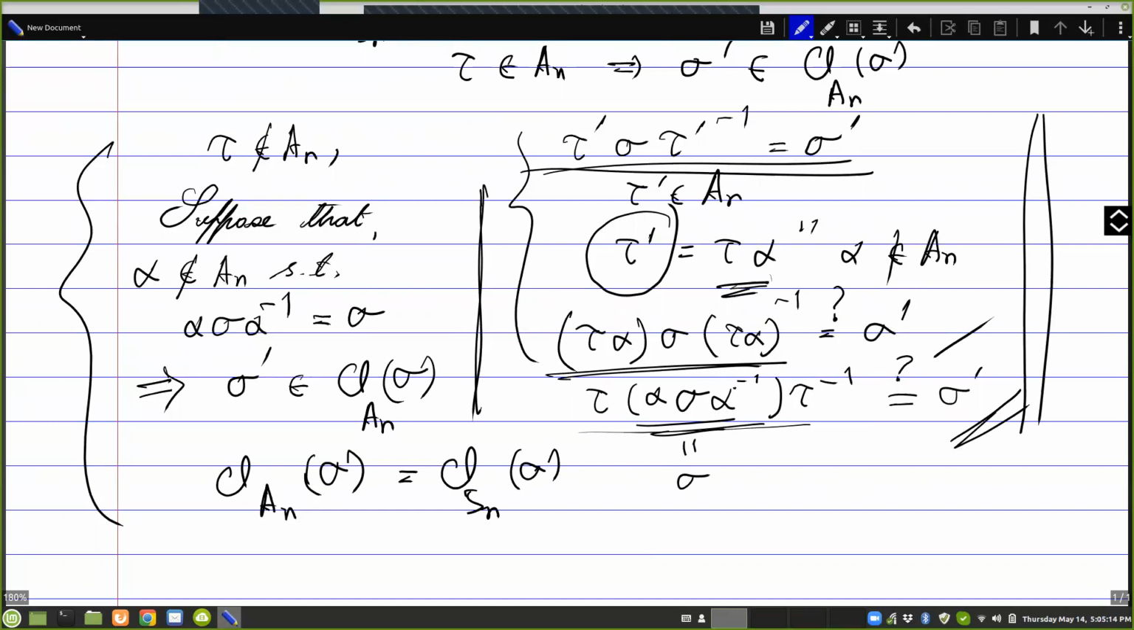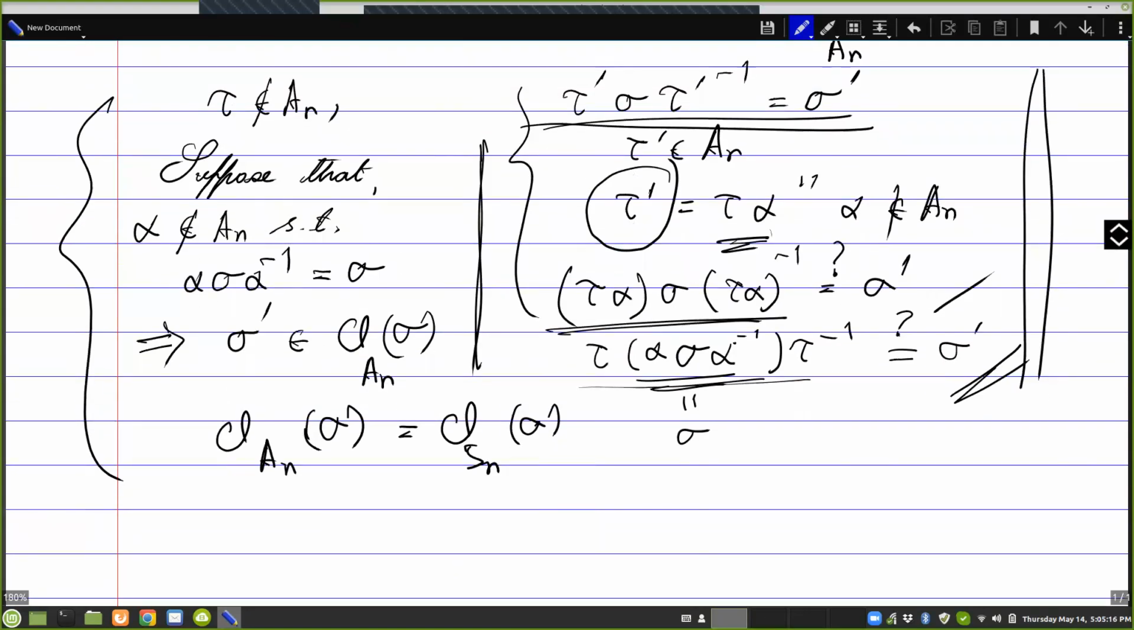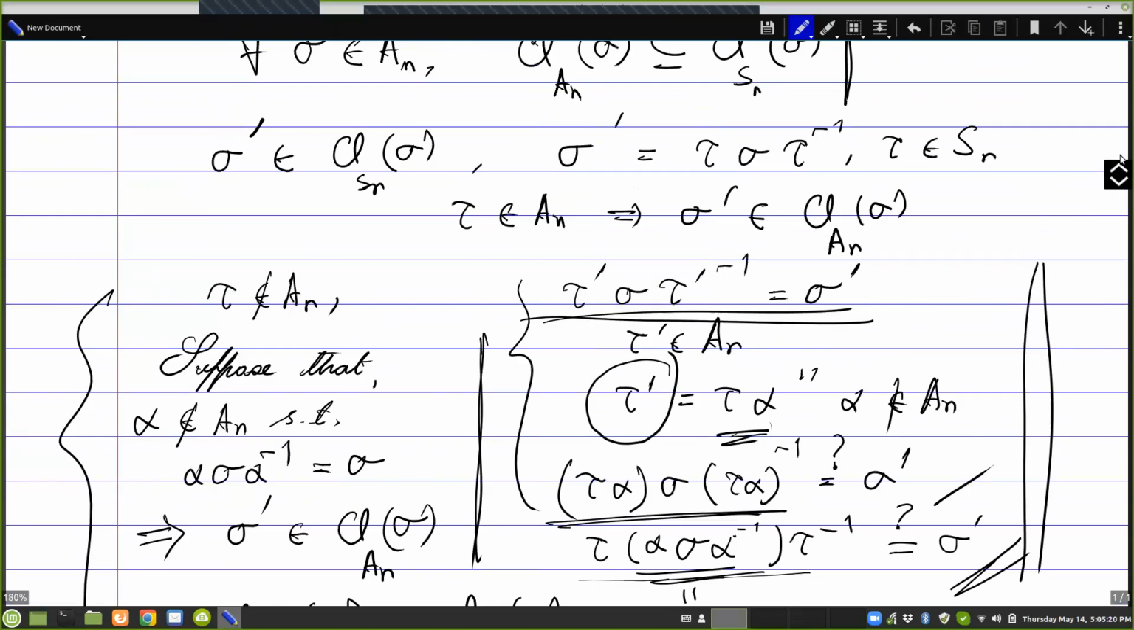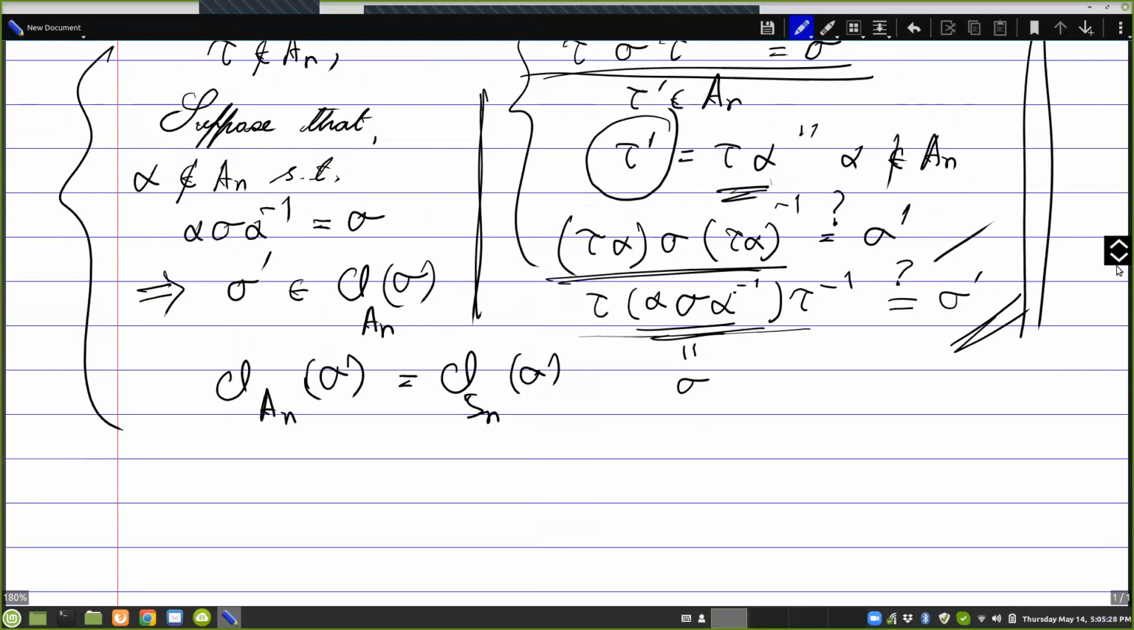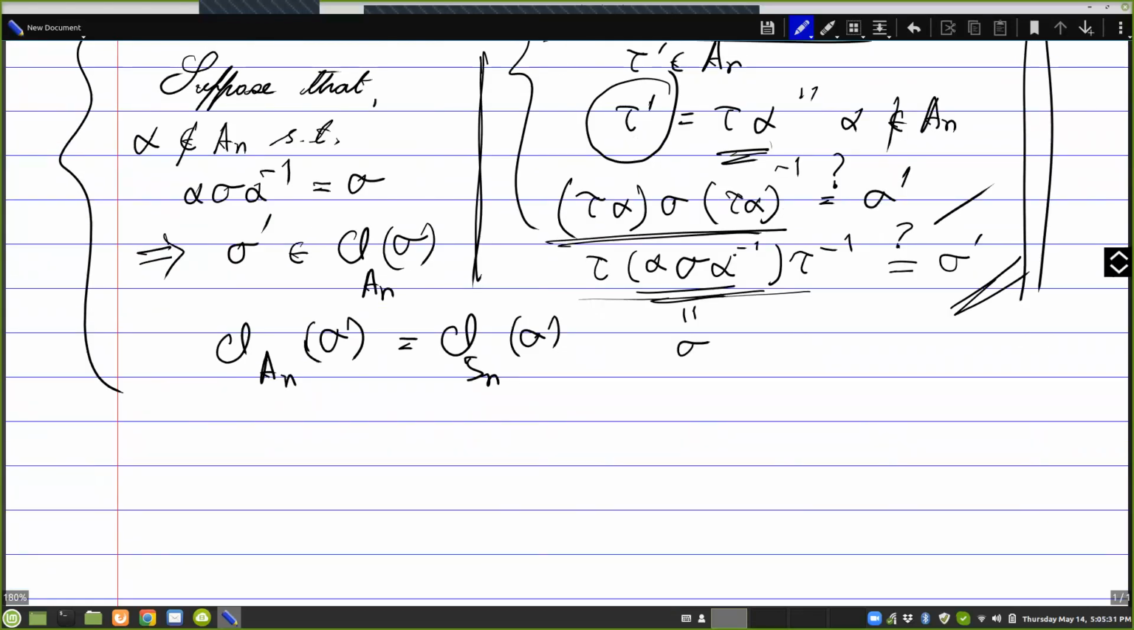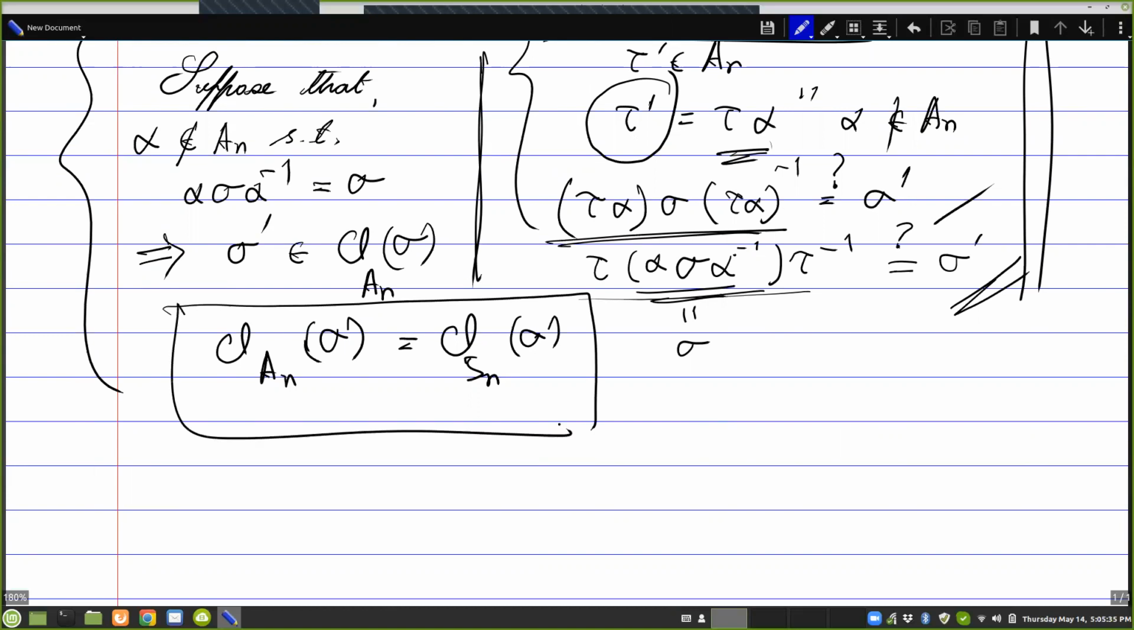So in this situation, for any sigma prime that lies in the conjugacy class of sigma in Sn, that also lies in the conjugacy class of sigma in An. So this is what we have under the assumption of the existence of an odd permutation alpha.